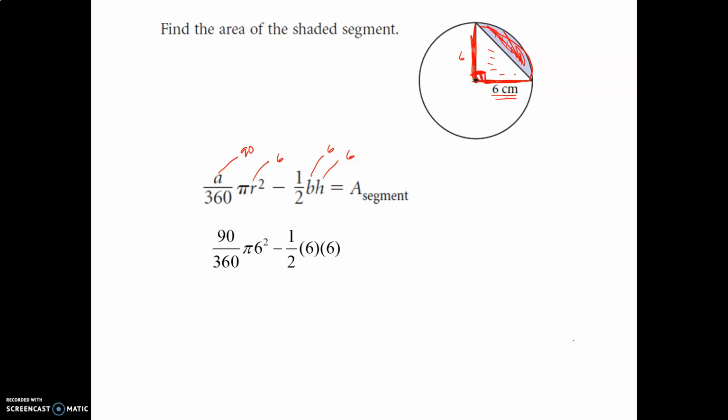So when I plug that in, 90 over 360 becomes 1/4. 6 squared becomes 36. 6 times 6 becomes 36. 1/4 of 36 is 9. So this is 9 pi, and half of 36 is 18. So it'll be 9 pi minus 18 square centimeters.